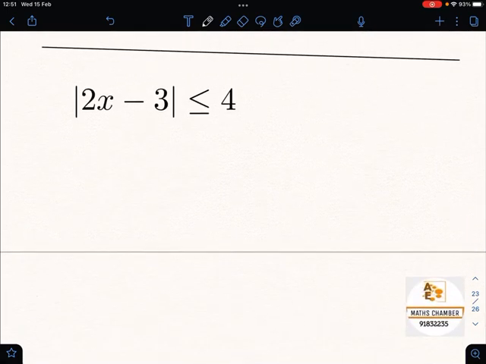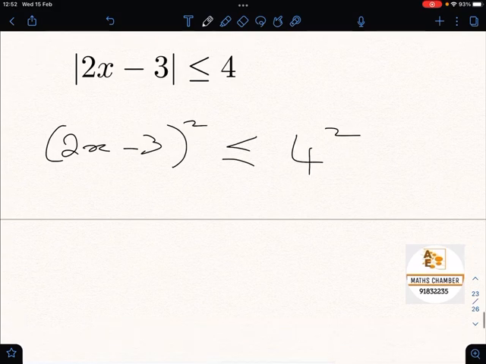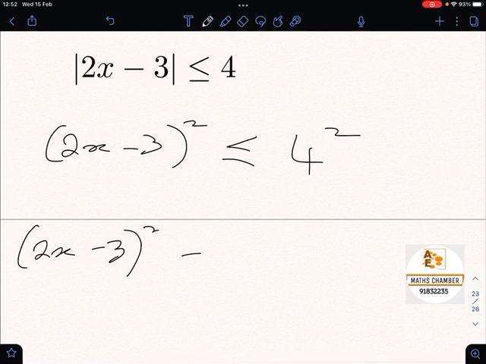So remove the modulus symbol, and of course we square both sides. So (2x - 3) squared is less than or equal to 4 squared. Then of course the 4 squared we bring over to the left. You're going to have (2x - 3) squared minus 4 squared less than or equal to 0.